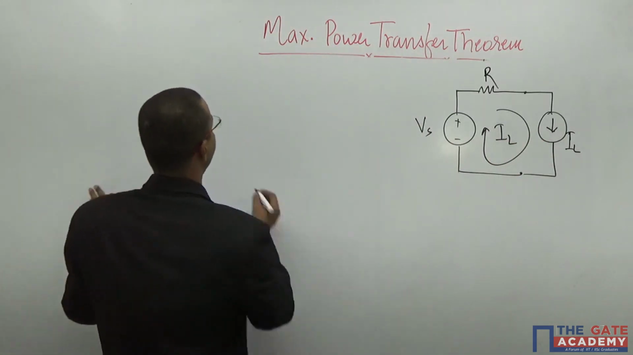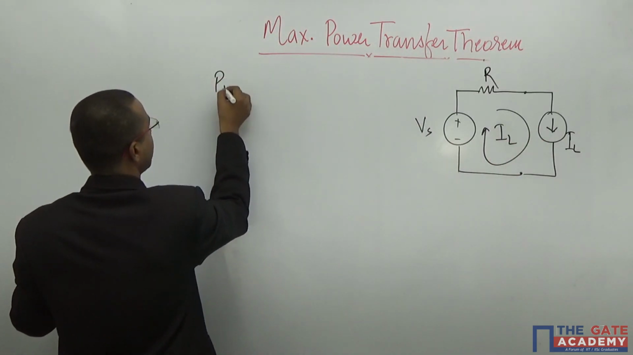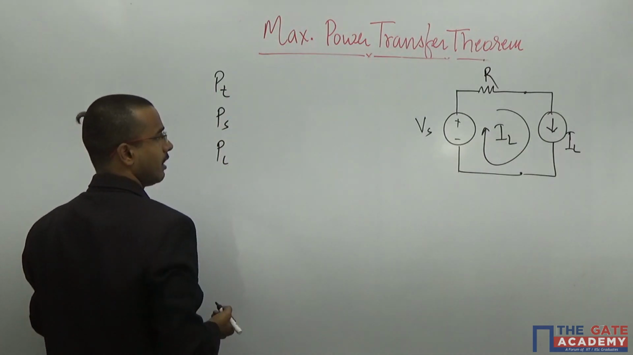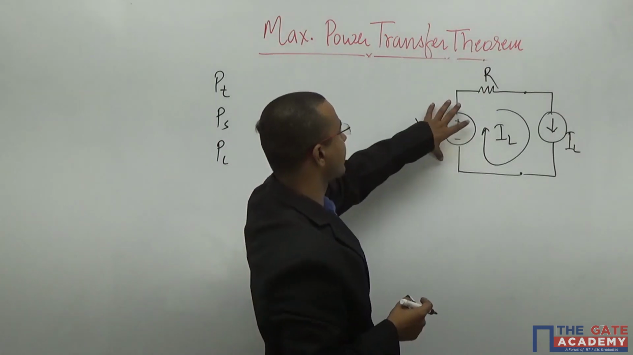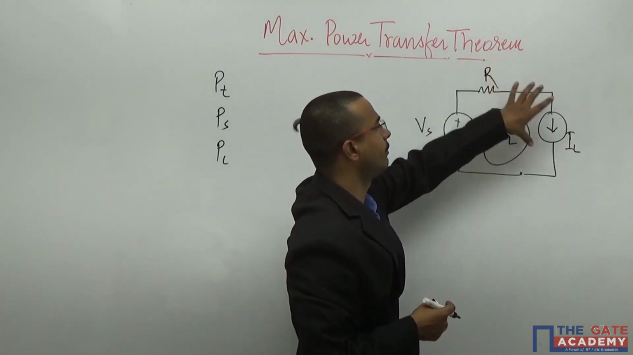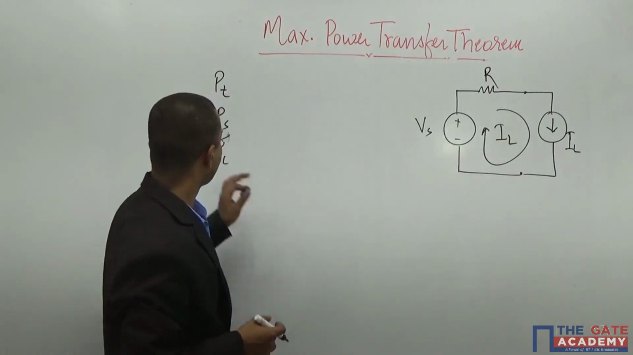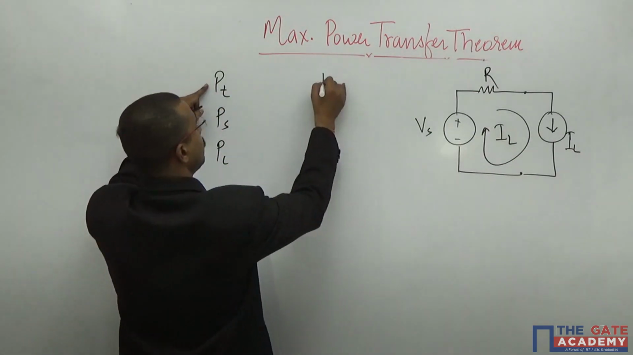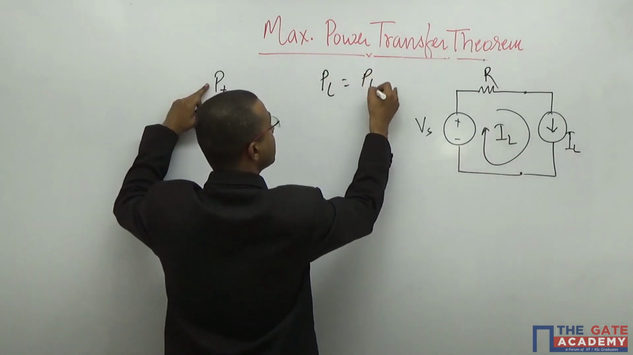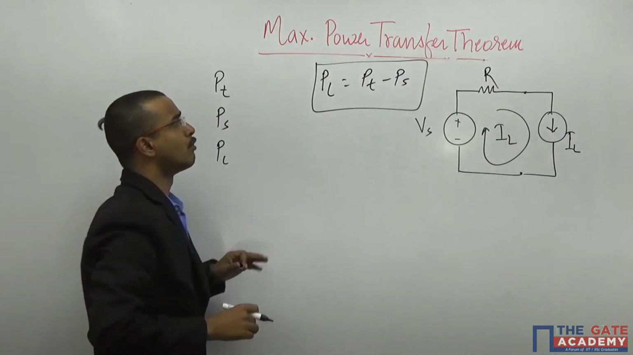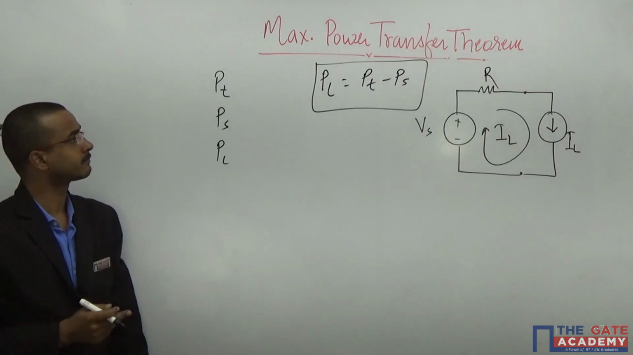Then I will calculate the PT first. PT, PS and PL. That means whatever power you generate here, minus this will be my power at the load. That means this PL is equal to PT minus PS. It is the most general formula for the power.